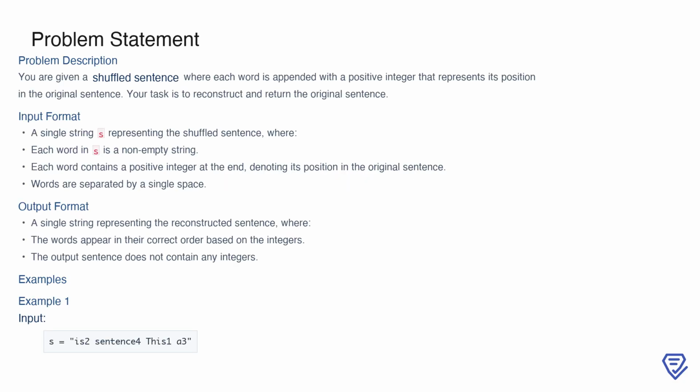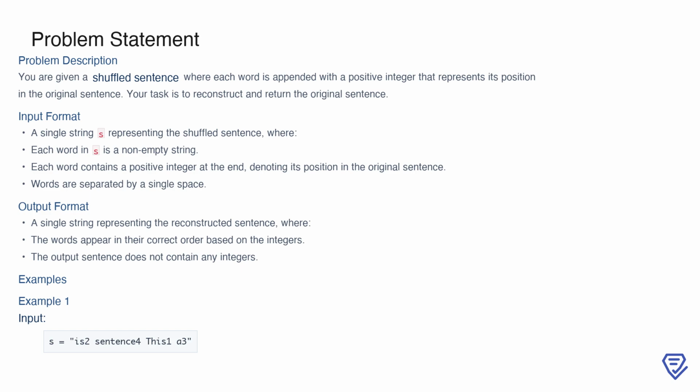The problem asks you to reconstruct a sentence from a scrambled input string. Each word in the scrambled sentence has a positive integer at the end, which tells you the original position of that word in the sentence. Your goal is to use these numbers to reorder the words and return the original sentence.